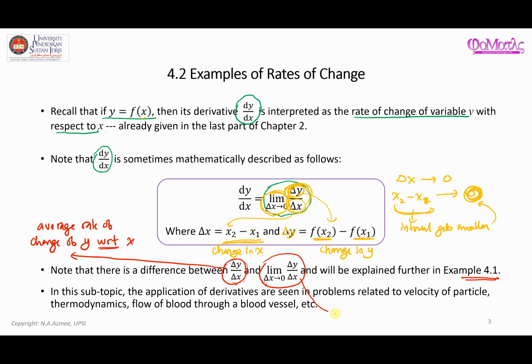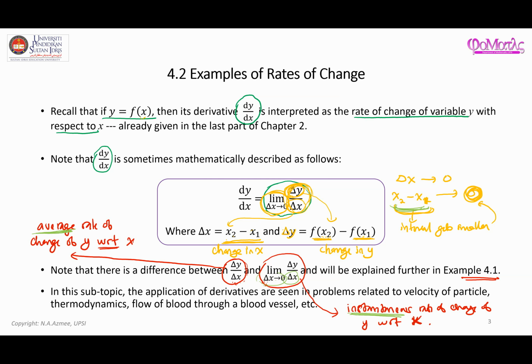Now, how about this expression here? This expression means the instantaneous rate of change of y with respect to x. Notice that the difference lies in the word used: for this one it is average, and for this one you're talking about the instantaneous rate of change of y with respect to x. Why is it instantaneous? Because when delta x gets closer and closer to 0, the interval gets very small and eventually very close to 0. Therefore, you're talking about some sort of instantaneous moment.